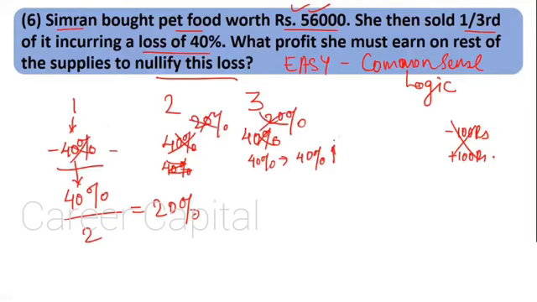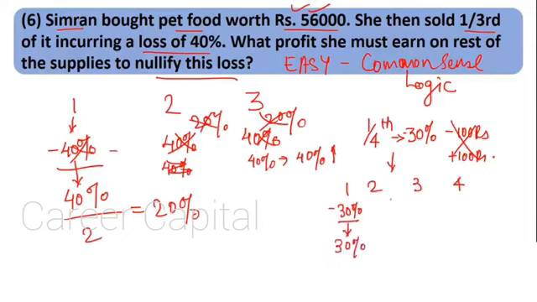Let's take another example going further. Say she sold 1/4 of it at a loss of 30%. Then what should she do to nullify this loss? Now 1/4 means she made 4 parts of the entire pet food and the first part she sold at a 30% loss. So how much do we want to nullify? We want to nullify 30%. How many parts are remaining? 3. Just divide by 3.